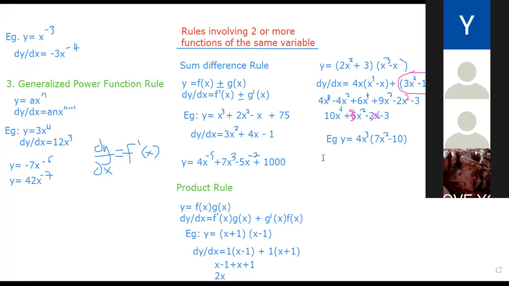So, dy/dx is equal to: differentiate the first function, I get 12x squared. I maintain the second function, which is 7x squared minus 10, plus differentiate the second function, which is 14x. I maintain the first function, 4x cubed.